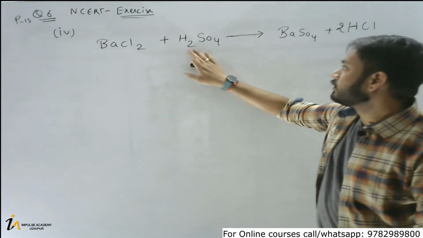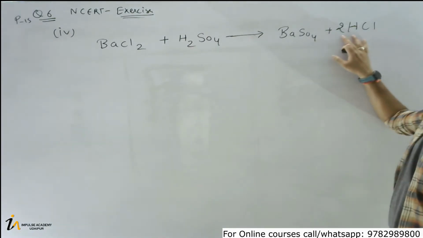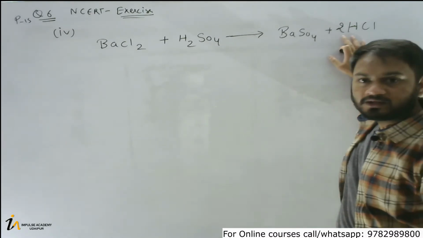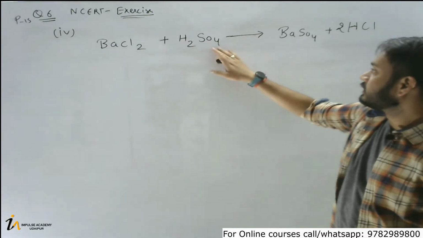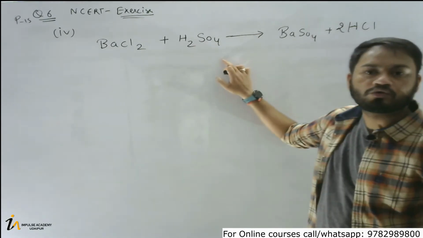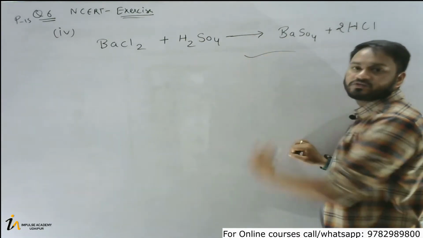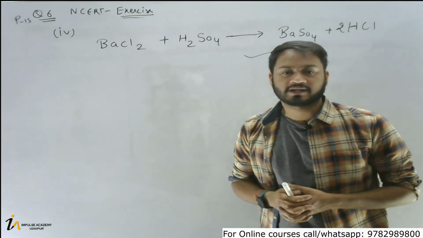Cl2 is also balanced. Now H2. H2 here it is 2H. Because we have balanced chlorine, automatically hydrogen has also become balanced. So this is also balanced. Now SO4, S is only 1, S is only 1, and O4, O4. So we have balanced the chemical equation. It's very simple. This is the direct method of balancing the chemical equations.